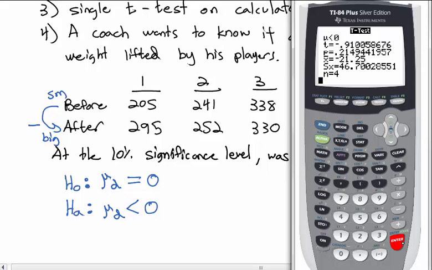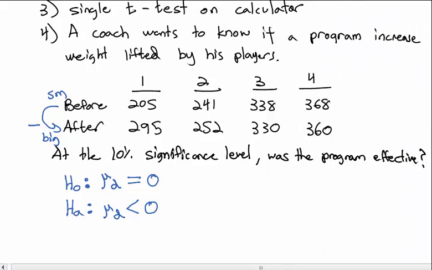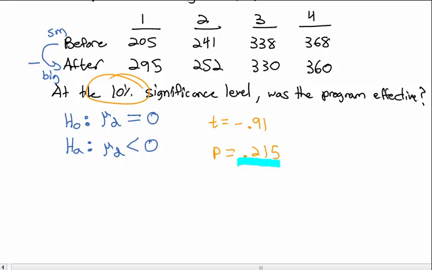Notice we end up with a t of negative 0.91 and a p of 0.2149. A t of negative 0.91, which involves a p-value of 0.21, I think it was 5. And we're interested in the 10% significance level, not a 21%. That's way too generous. So our conclusion, again, is that we will fail to reject the null hypothesis.